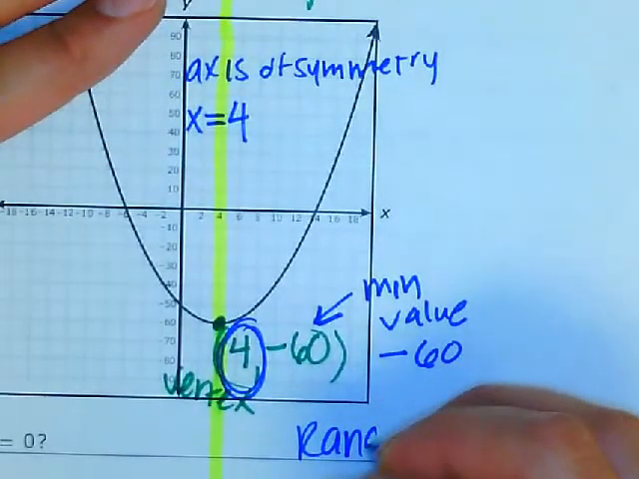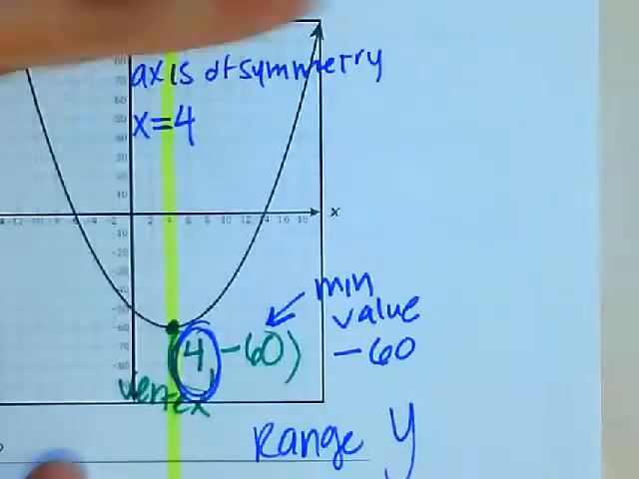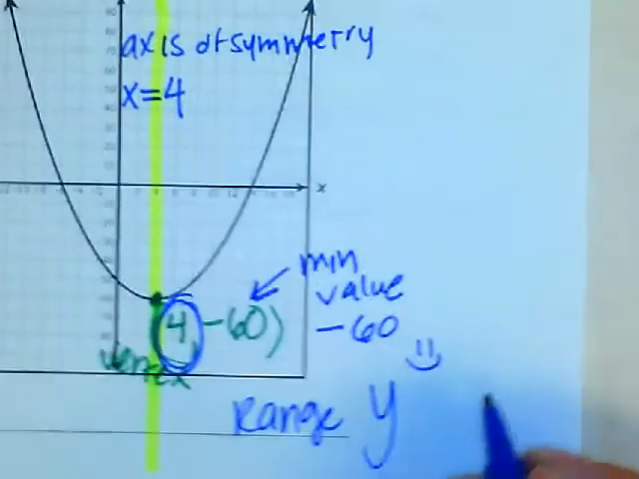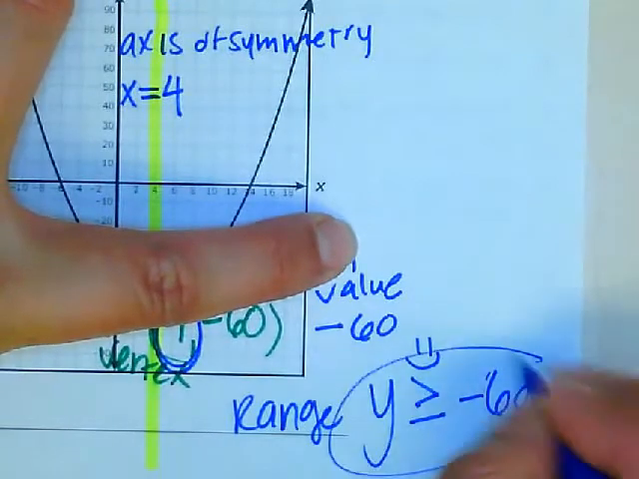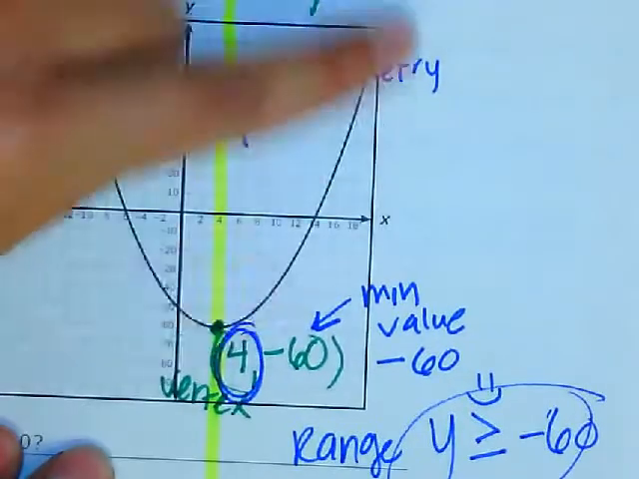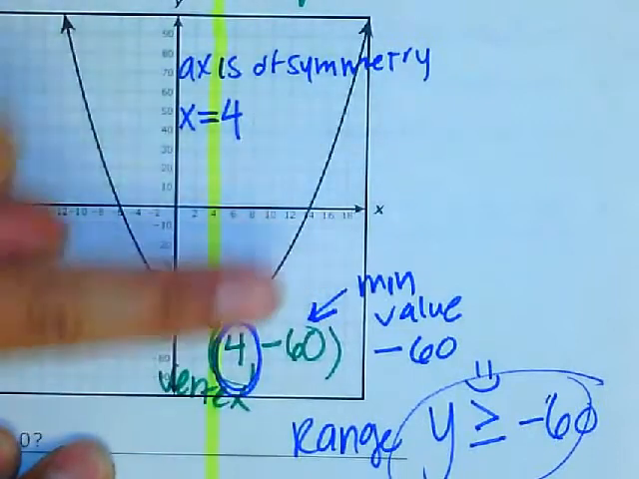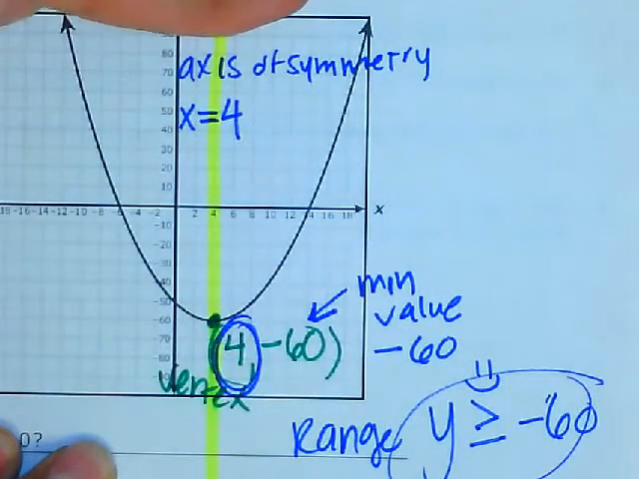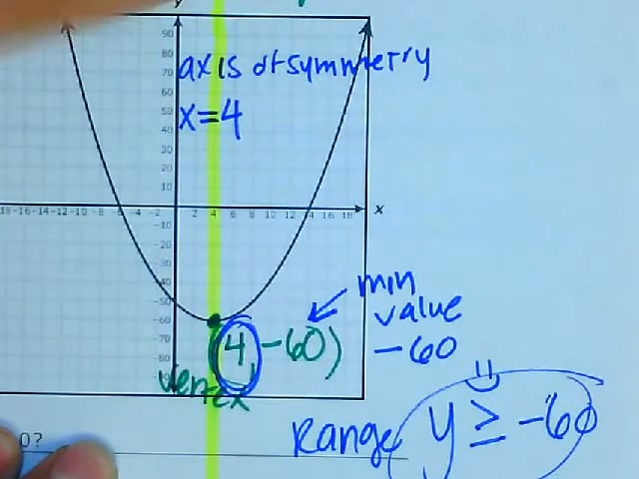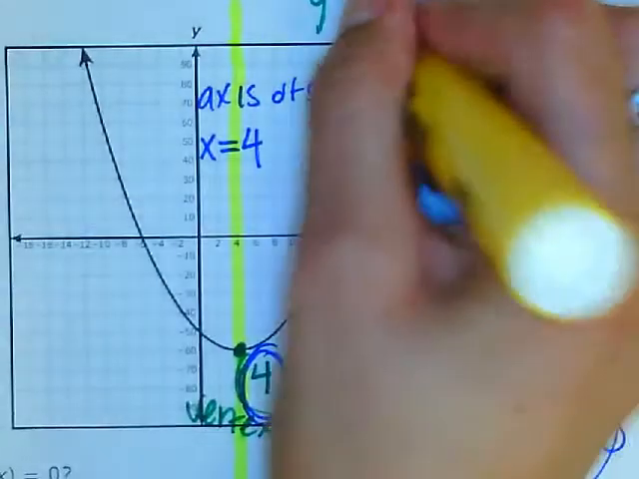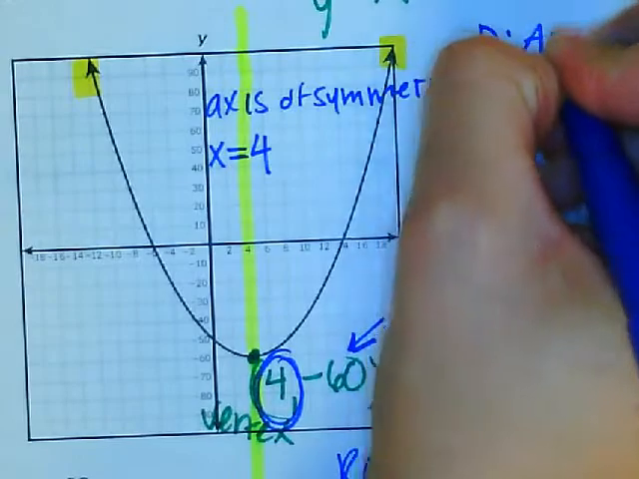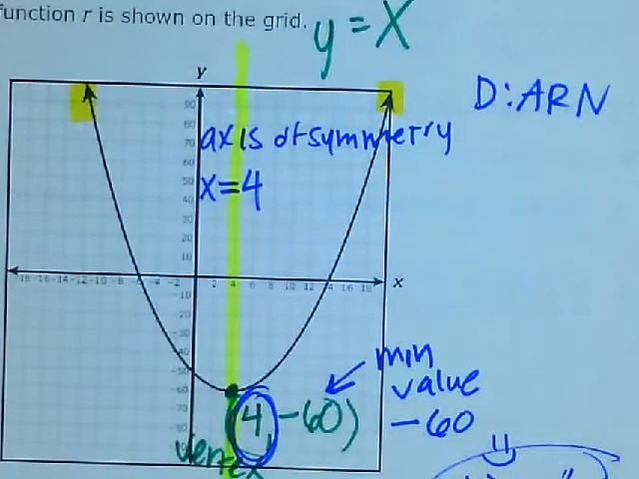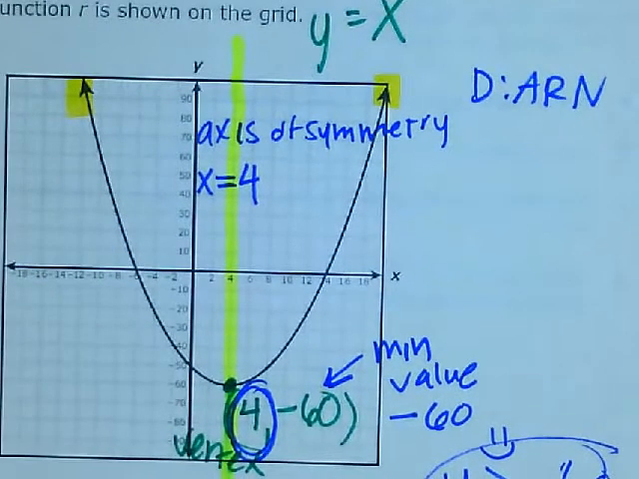The range will start with y, and because this is a smile, it's going to be greater than or equal to that minimum value, which is -60. What that tells you is that all the y values of this parabola are going to be either -60 or more, because the parabola is going upwards. If I see arrowheads at the end, that means this parabola keeps opening up forever and ever. So my domain will be all real numbers. Every time there are arrowheads at the end, it will be all real numbers.